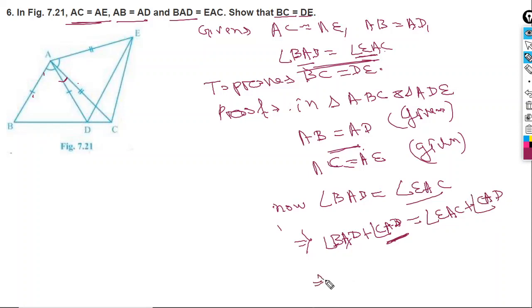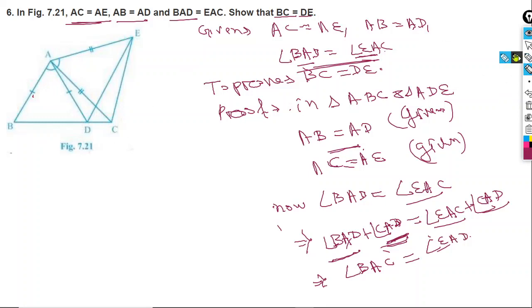Now look at the figure. BAD plus CAD, this angle plus this angle will be equal to this big angle, angle BAC. Just write angle BAC equals EAC plus CAD. Look at the figure again. EAC plus CAD, this small angle, will equal this big angle EAD.